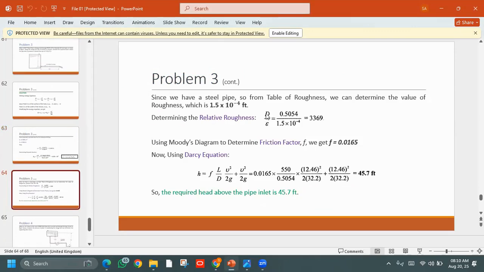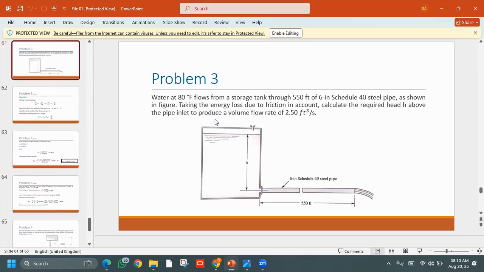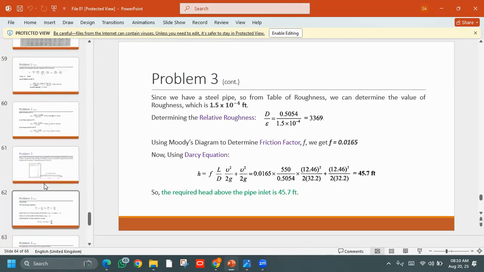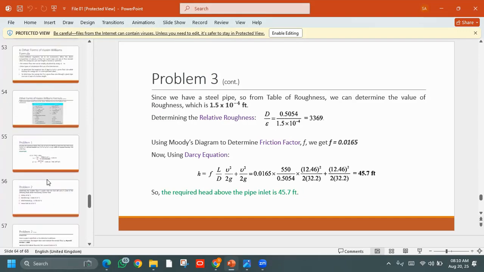The other thing we need to notice is what type of pipe we are using. It's a schedule 40 steel pipe. For that steel pipe, we need to note down the value of roughness, which is related to the pipe surface. The value of roughness is 1.5 into 10 raised to the power minus 4 feet. That is another value that will be required from the table.